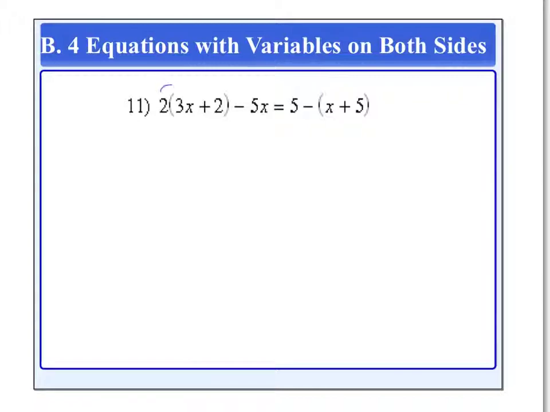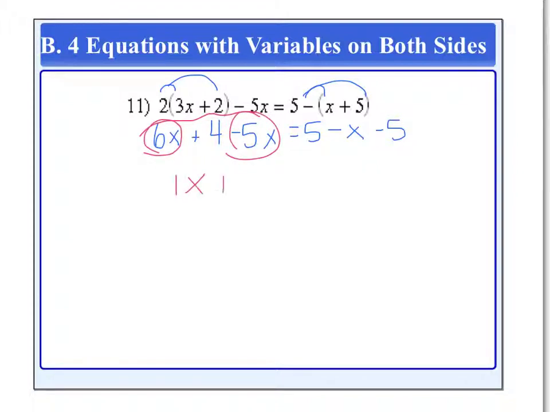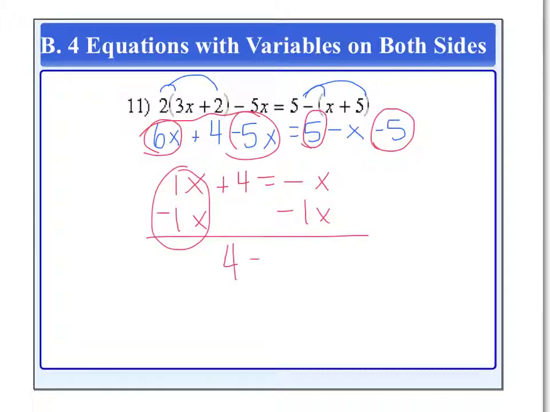We've got two sets of grouping symbols this time. 2 times 3x is 6x plus 2 times 2 is 4 minus 5x equals 5. We've got a minus x now and a minus 5. Combine our like terms. Over here we could combine 6x minus 5x, which is 1x plus 4, equals, combine our like terms, we have 5 minus 5, so that's 0, so we're left with a minus x. I'm going to subtract 1x from each side, and we're left with 4 equals negative 2x, divide by negative 2, and negative 2 equals x.